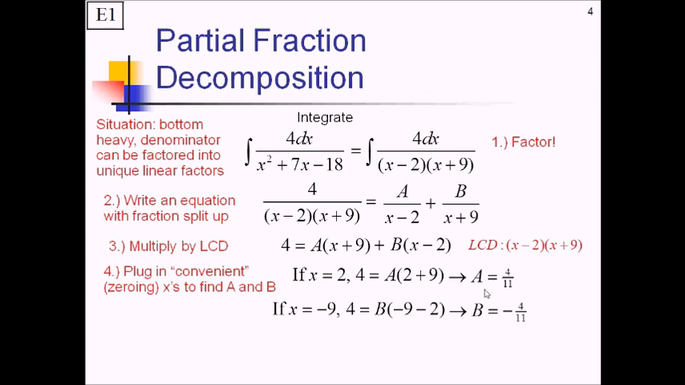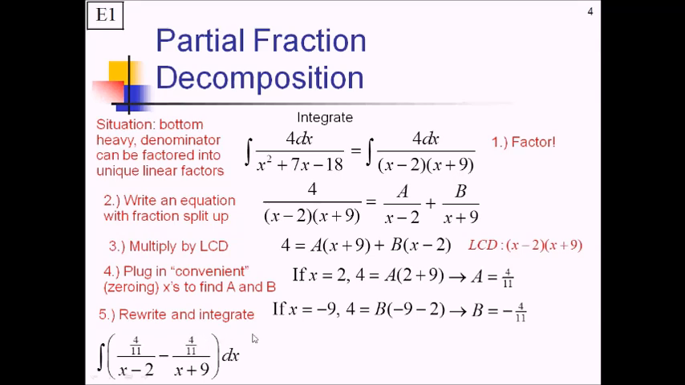So I found my a value and my b value. Now I am going to rewrite the original integrand to be this split up fraction kind of term with the a and the b plugged in, and I'll integrate from there. So I now have the integral of 4/11, that's the a value, over x minus 2, plus negative 4/11 over x plus 9, which I'll write as just minus 4 over 11. And I'm not going to worry about simplifying these fractions at this point. It'll actually be easier, you'll see on the next step, if I leave these little fractions in the numerators.